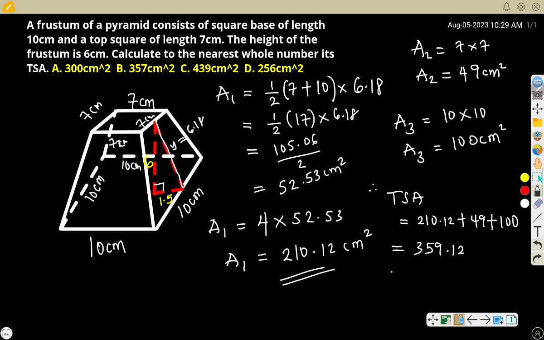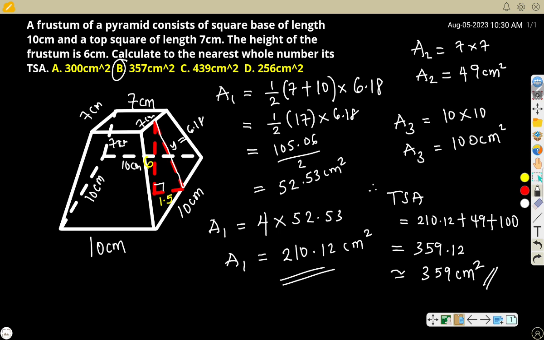So approximately 359 centimeter square. Now in the options we have 357, so maybe it's 359. Due to approximation of numbers, it's an approximate value, so rather go for B as the correct answer, because it's the closest to 359. So the area is 359 centimeters square.